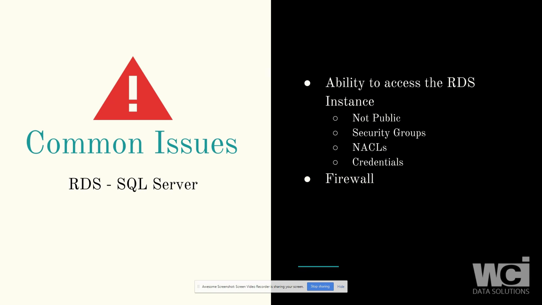Maybe your credentials are wrong, so your username and password are potentially blocking you from actually connecting to the RDS. And lastly, you may have some issues with your local firewall that are preventing you from connecting over a port or specifically to the RDS in AWS.